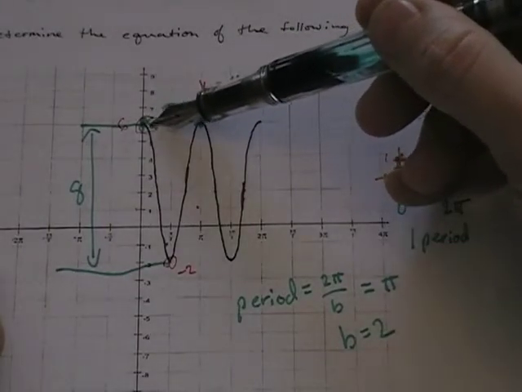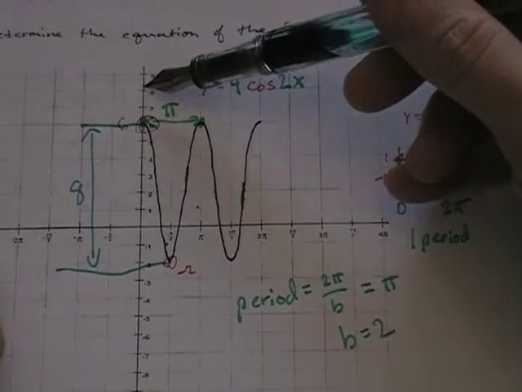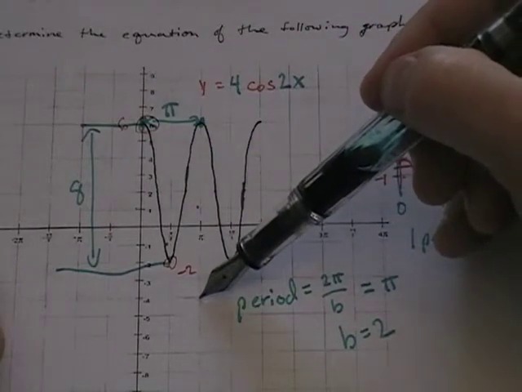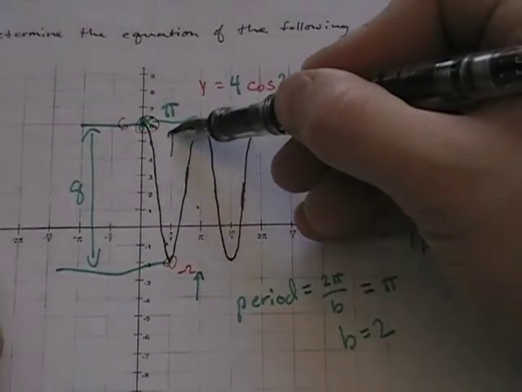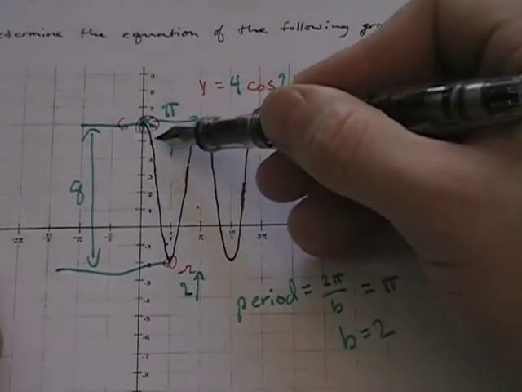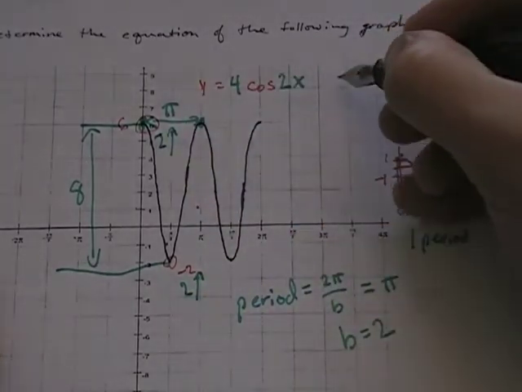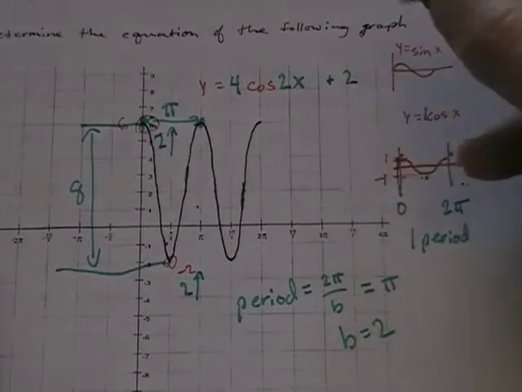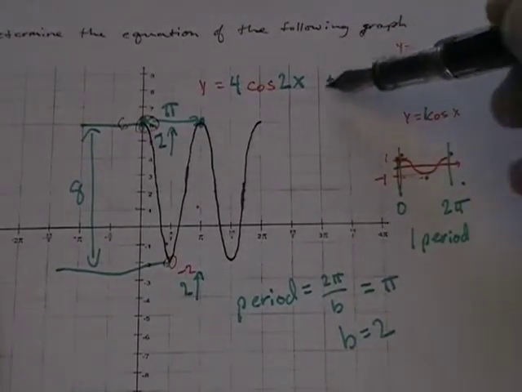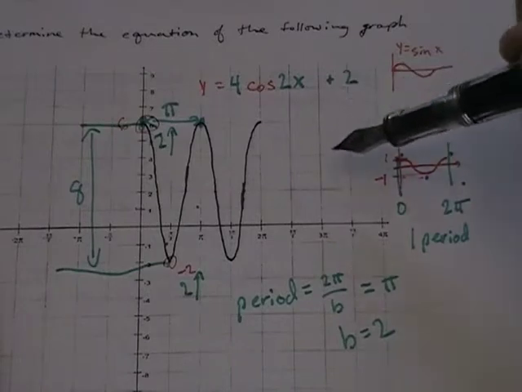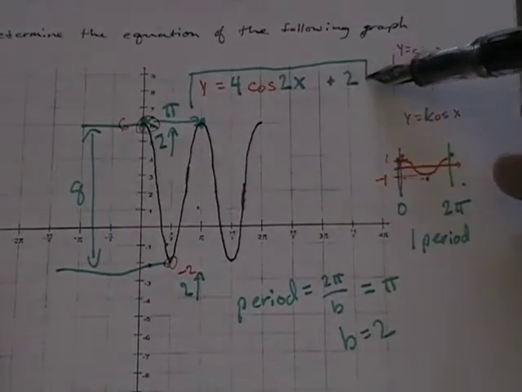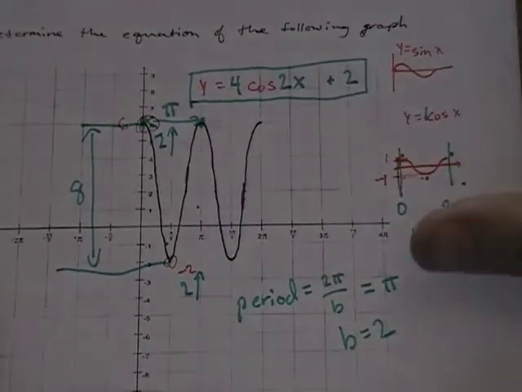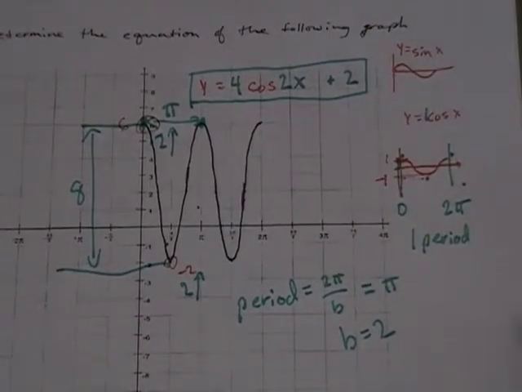Well, it goes to a height of 6. That's 2 above what I said it should go to. And it should go down to negative 4, but it goes to negative 2, which is 2 above. So this graph has actually been shifted up 2 units. And the way we accomplish that is we tack on a plus 2. Just like in algebra, when you add 2 to a function, it's a vertical shift. Same thing is true in trigonometry. So we get y equals 4 cosine of 2x plus 2. And that's how we write the equation of that.